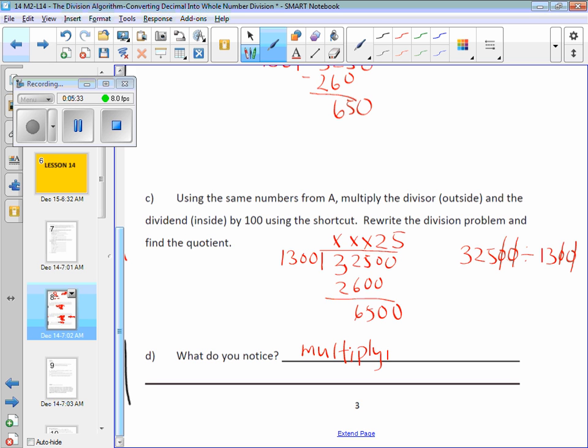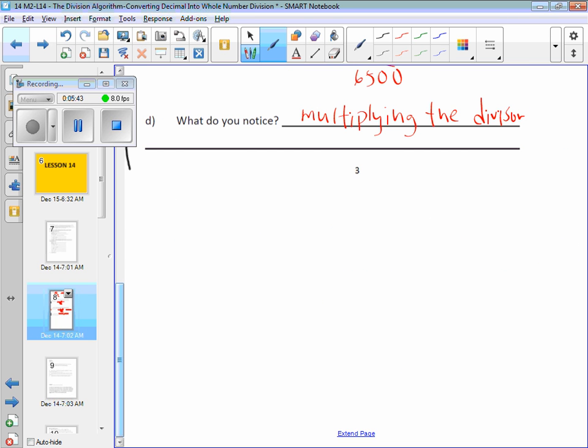I'm going to put it in the language of math. Multiplying the divisor and dividend, let me extend this up so you can see it, and dividend, which is the fancy schmancy way of saying inside the house, outside the house, by factors of 10, does not change the answer, but what's the answer in division called? Quotient. Thank you, quotient.